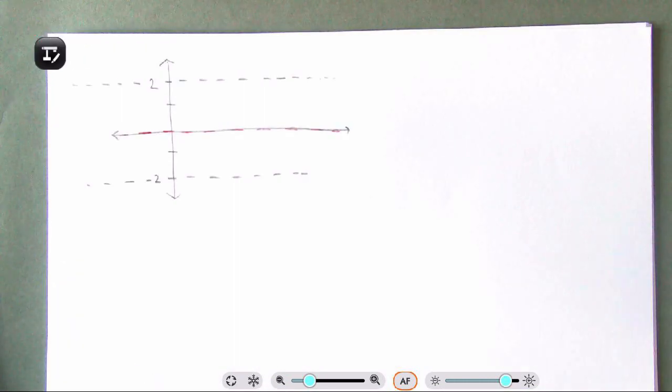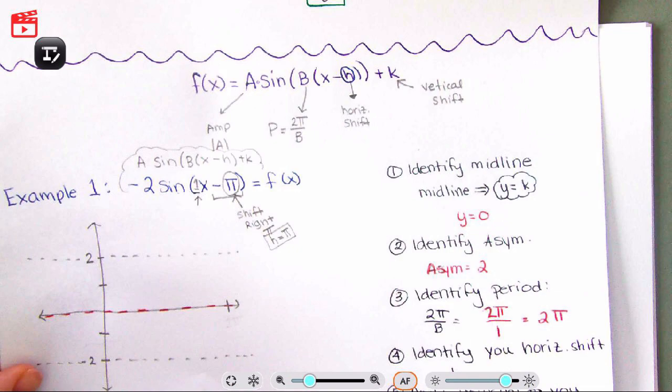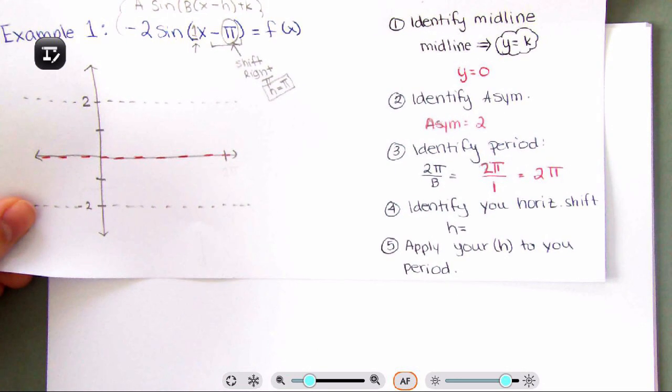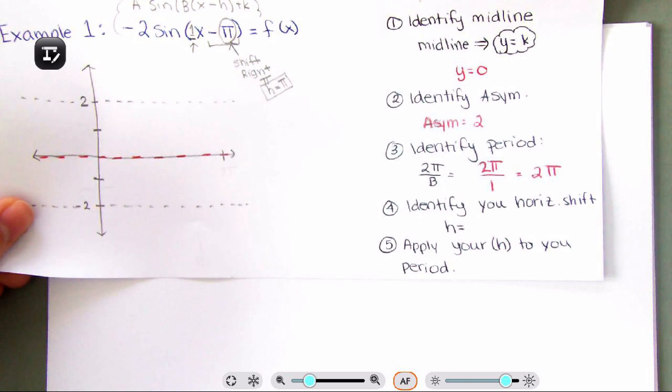All right, beautiful people, I took a moment to redraw this on a separate sheet of paper so that way I can continue with our steps. Now I want to clarify something where step number 5 says apply your horizontal shift to your period.